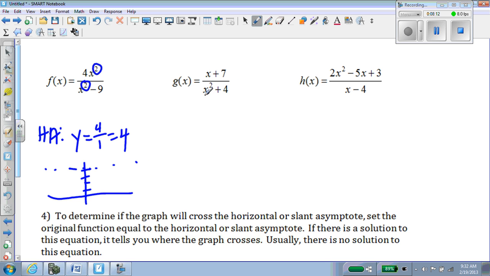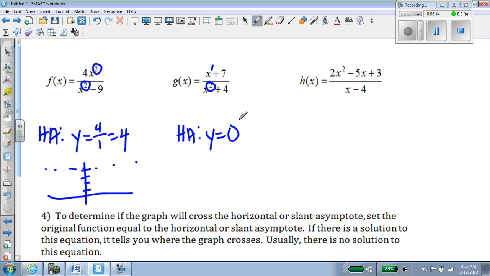In this case, x squared plus 4 doesn't factor. And in fact, x squared plus 4 can never be 0. So we have no domain restrictions, which would mean we have no vertical asymptotes and no removable discontinuities. But the degree of the numerator is 1 and the degree of the denominator is 2. And since the degree of the numerator is less, we have a horizontal asymptote at y equals 0.